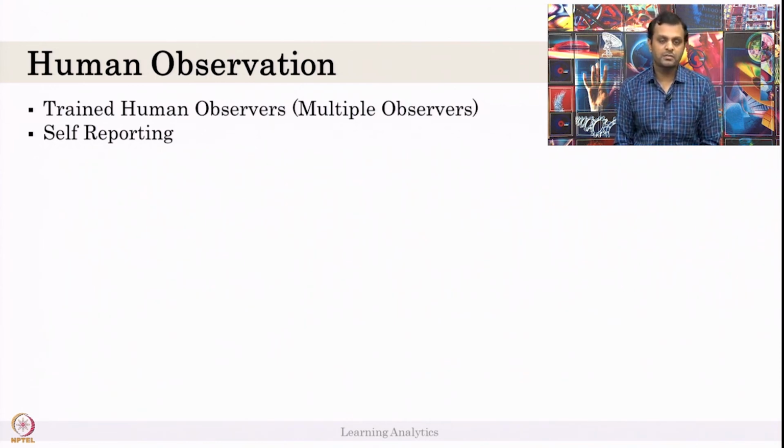The other way is self-reporting. The person self-reports their emotions by observing their own facial expressions, and we will see how to do that. Or you can have some questionnaire coming into the system: how are you feeling now? I am feeling bored or confused. They can select their own options. That is the way you can think of it.